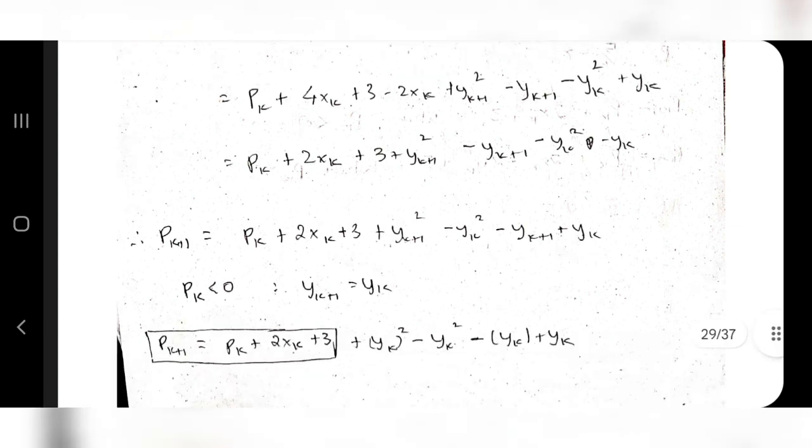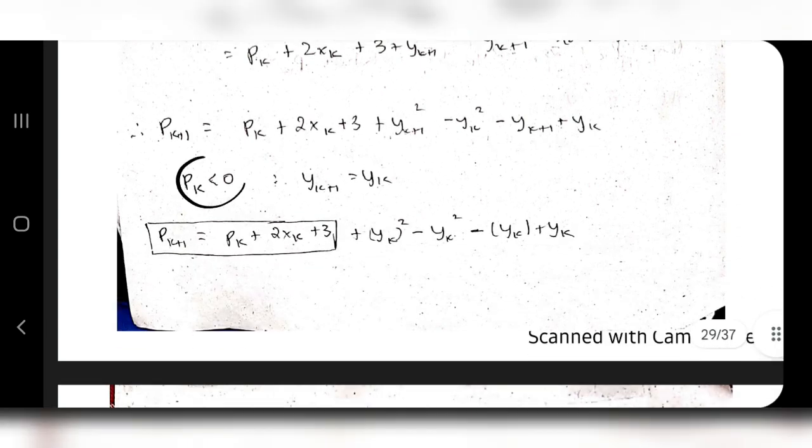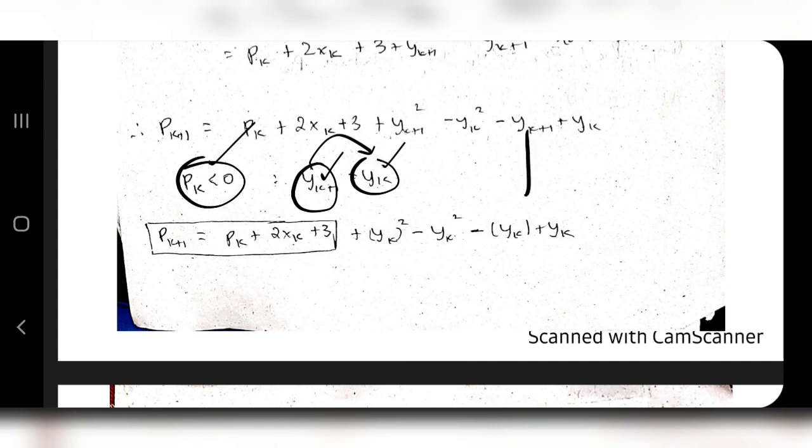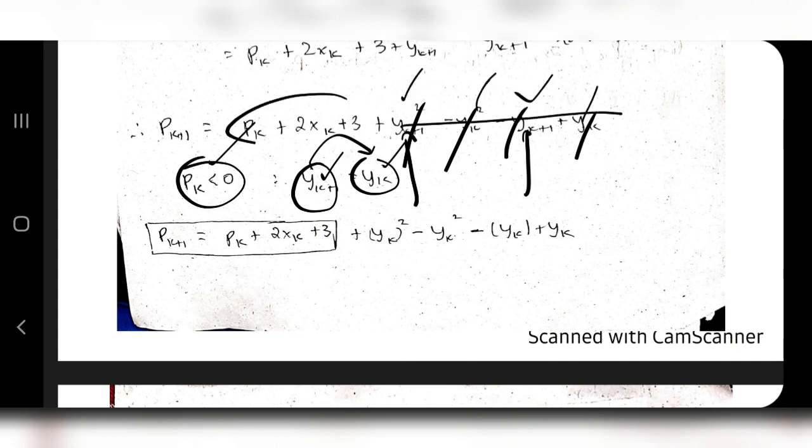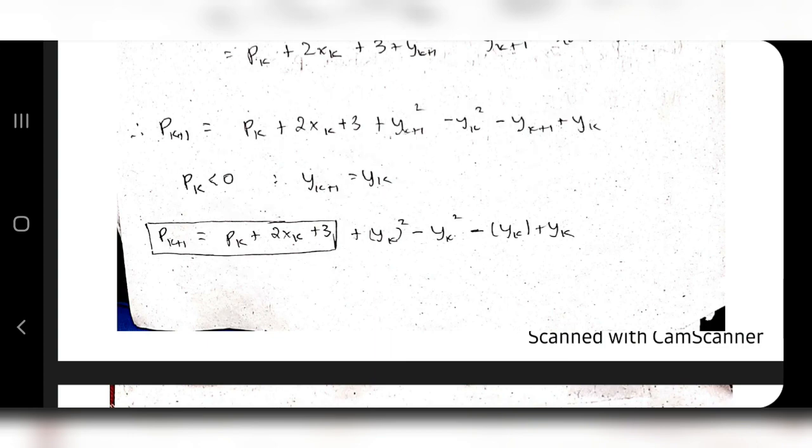You'll get this answer. Now if pk is less than 0, what does that mean? yk plus 1 is equal to yk. Pk less than 0 means it is nearer to yk. So yk plus 1 will also be yk itself. You will substitute yk plus 1 as yk in this equation. When you substitute that, this will get cancelled and this will also get cancelled. When it's taken as yk here also yk, this will get cancelled and this will be the equation. Okay, this is the important equation.